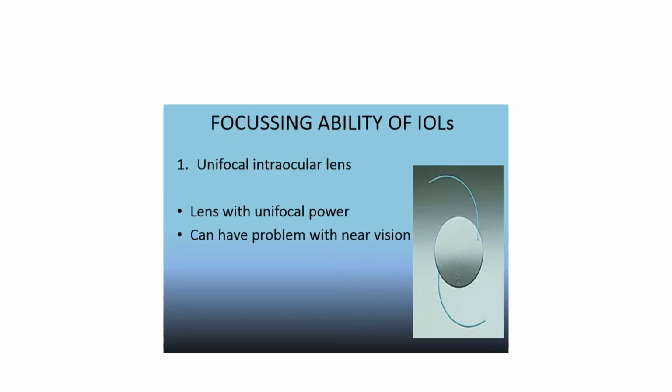Now, based on the focusing ability of the intraocular lenses, they are mainly of three types. One is unifocal intraocular lens, second is multifocal intraocular lens, and third one is accommodative intraocular lenses. Now, coming to the unifocal intraocular lenses, they have a unifocal power, and when it is placed in the eye, a near vision spectacle will be required.